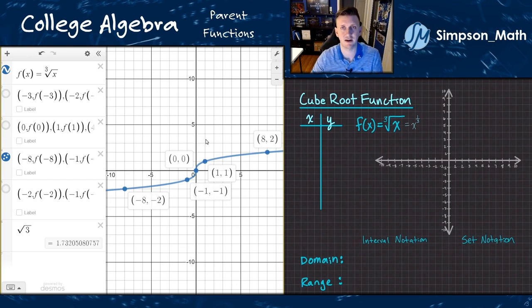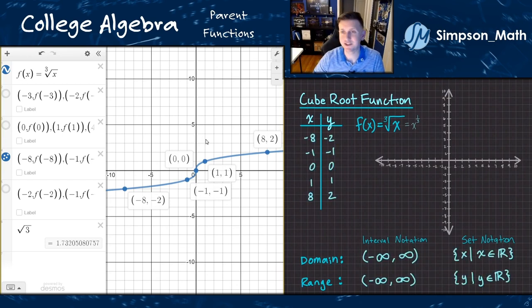So let's write all this down in our notes. All right, so here's my cube root function by name, by equation, by table, and then we'll be doing the graph in just a second. And like I said, with our domain and range, negative infinity to positive infinity. So let's graph these, let's plot these. Again, if you know your cubes, then you just got to switch them in your brain.